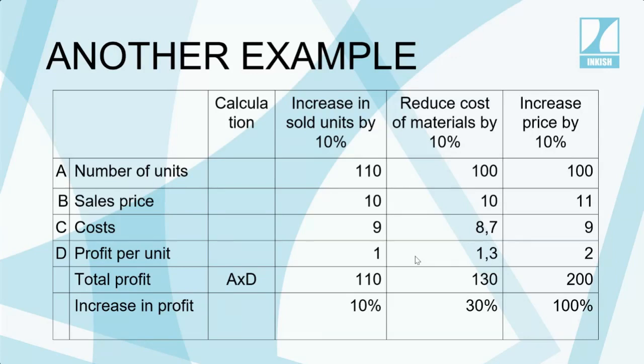But if we look at the same model and we're actually able to increase the price by 10%, all other things being equal, we would increase our sales price from 10 to 11, and costs would still be the same, and that would increase the total profit by 100%. I know that these are simple examples, but working with these ideas may sometimes be practical in real day life.